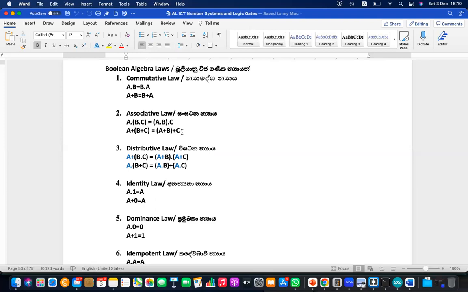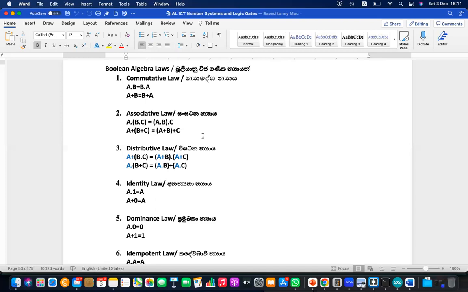That is what this association law is talking about. For OR also it is the same: A or B or C, or A or B or C. All are equal. That is the associative law. And the third one is the distributive law.